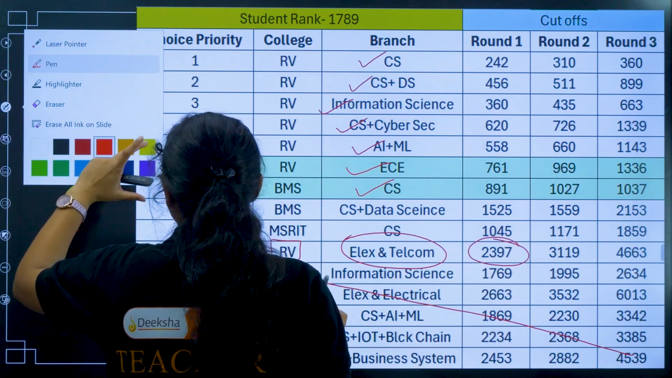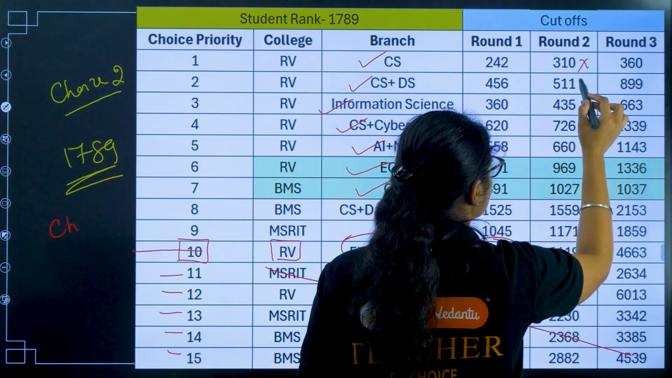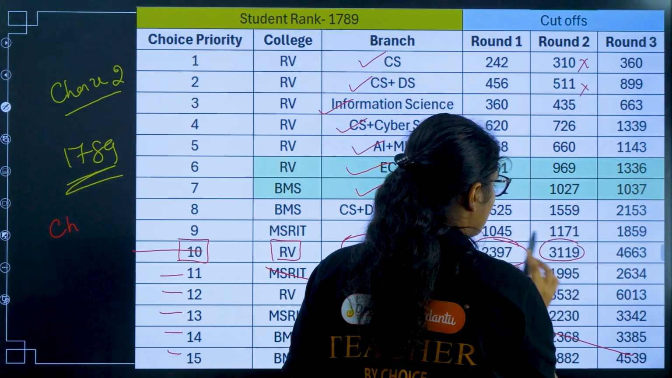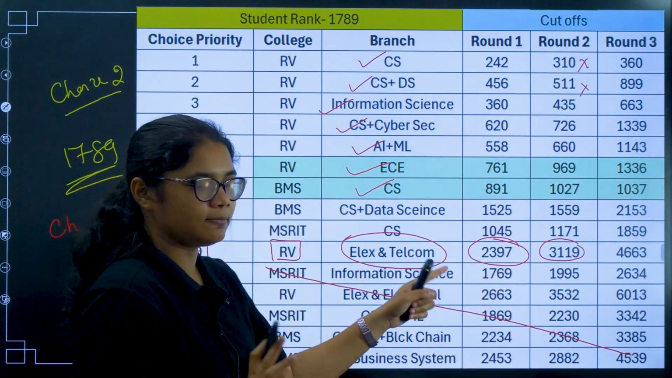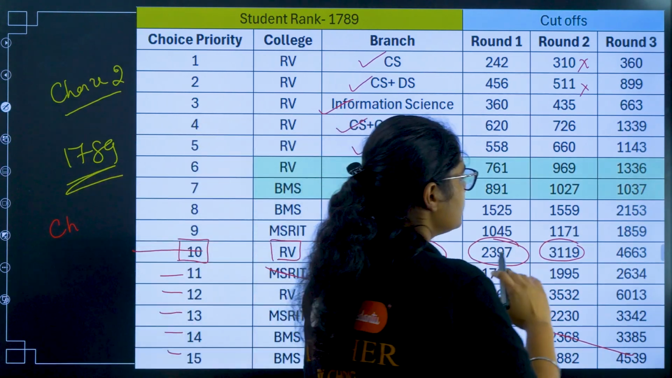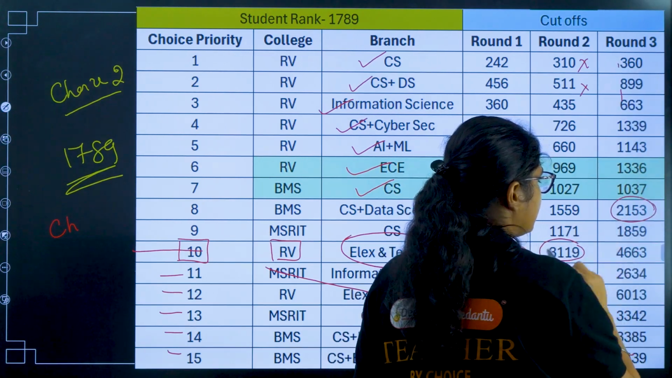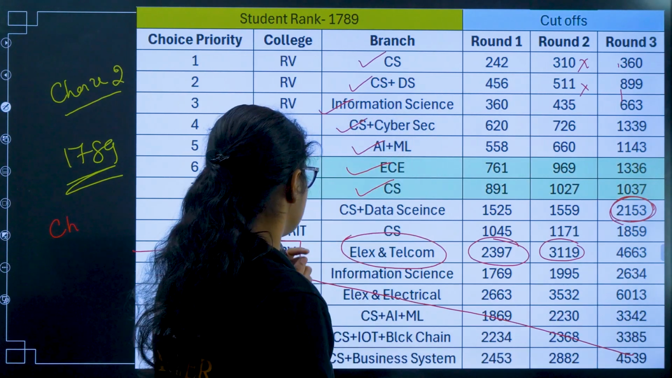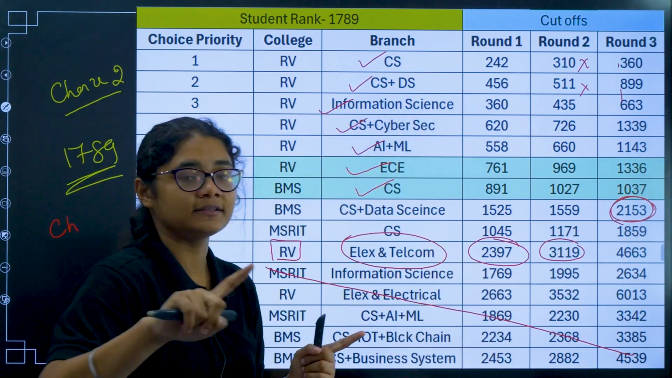Now if I check here in second round, I will not get this one also, I will not get anything according to this one. So I will be remaining in the same round 2, and it is more probable that I will get the same college again. Now if you go to round 3, again here 1789 is my rank and here it is 2153. So there is a probability that I can get BMS in computer science and data science in round 3.